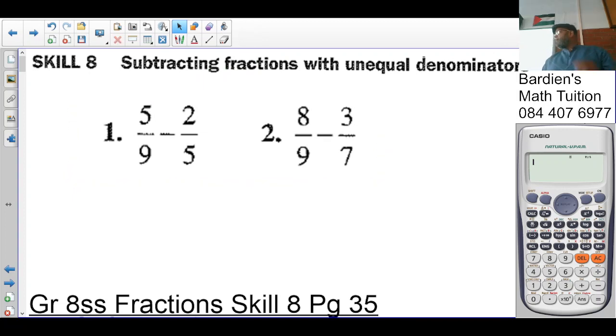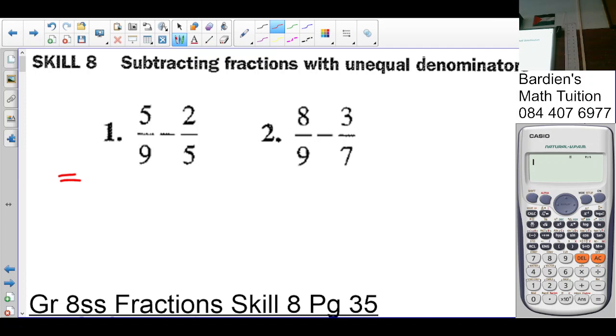Okay, so let's look at number 1. What we say is, is 5 divisible by 9, or is 9 divisible by 5? No. So we're going to find multiples of 9. We always go with the biggest denominator, and the biggest denominator here of the two is 9. So we count in multiples of 9. So 9, is 5 divisible by 9? No. The next one? 18.